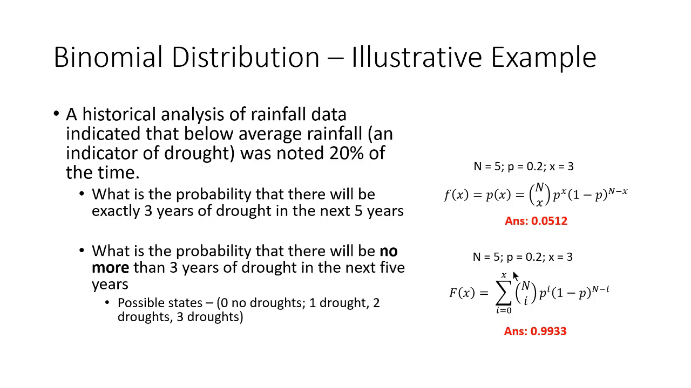What is the probability that there will be exactly 3 years of drought in the next 5 years? In this case, our n is 5, our x is 3, and the probability is 0.2 or 20%. So when I plug into this equation, I get about 0.0512.